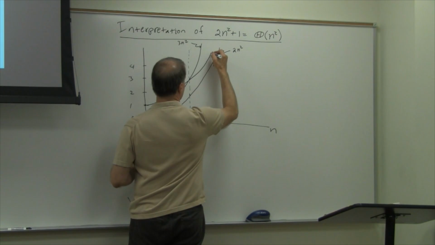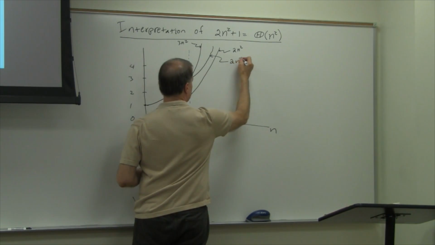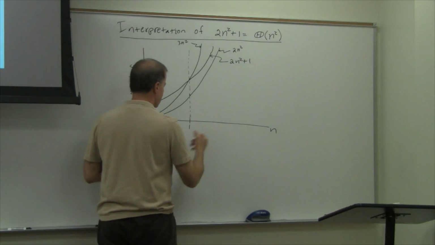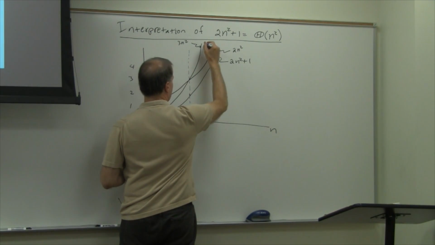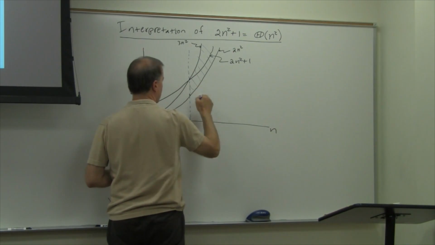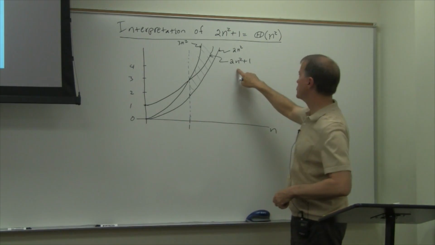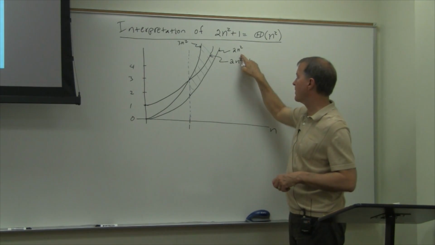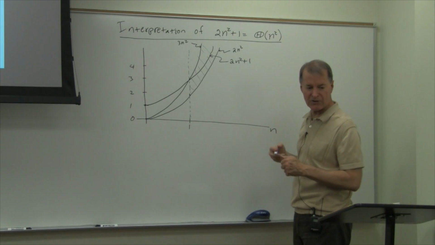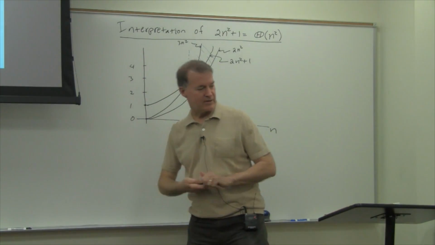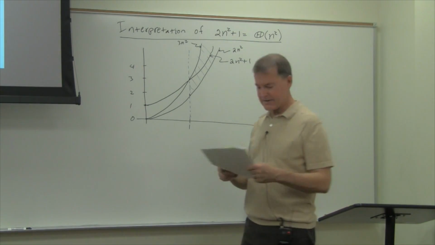So here, this is 2n squared plus 1. And so what we're saying is that in this region, 2n squared plus 1 is bounded above by a c times n squared, and it's also bounded below by a c times 2n squared. But they're different c's, okay? So let's write that out. 3n squared is an upper bound.